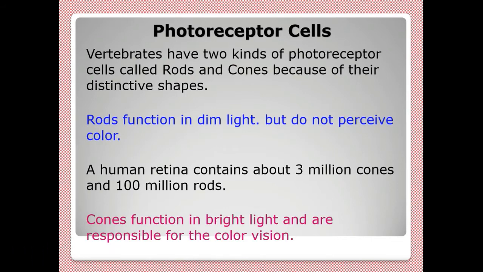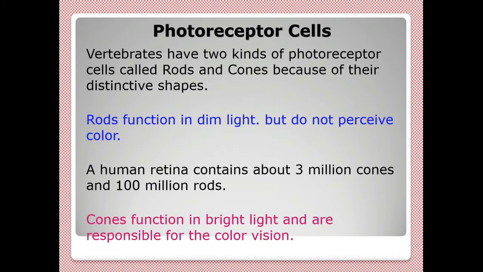A human retina contains about 3 million cones, but 100 million rods. See that ratio, 100 million to 3 million. Cone cells function in bright light only, not in dim light. And they are responsible for color vision.